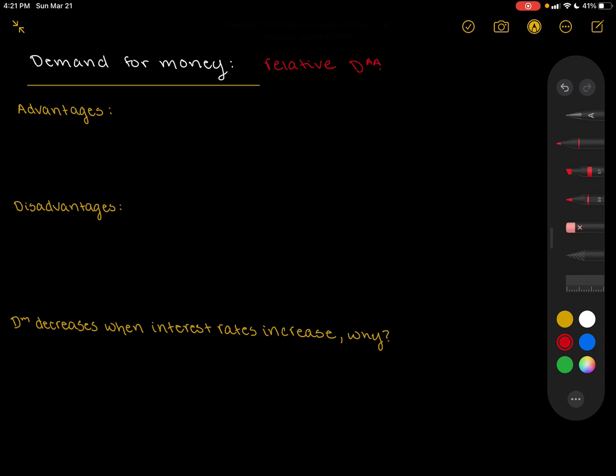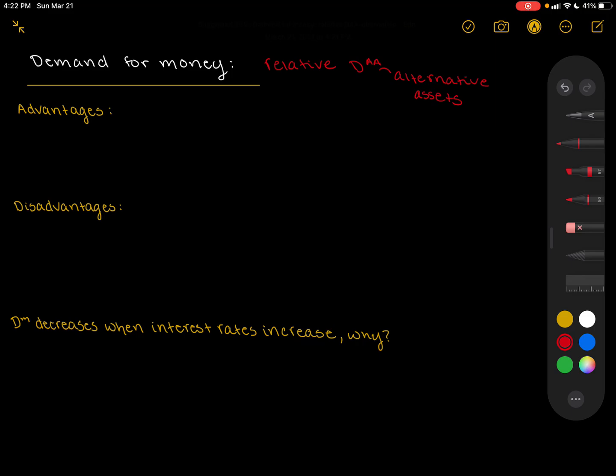I'm going to abbreviate that as AA, okay? This means our alternative assets. So that means that we could choose to put our money into bonds or stocks or real estate, right? We could choose to dump that money into all of these other assets instead, but we may instead choose to hold on to our cash, which is what defines our demand for money: our relative willingness or want to hold on to it.